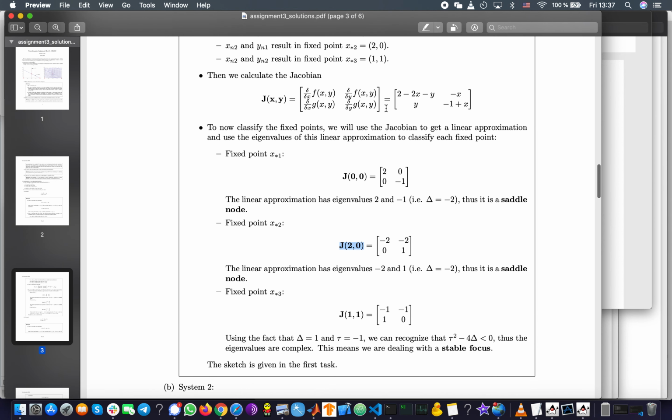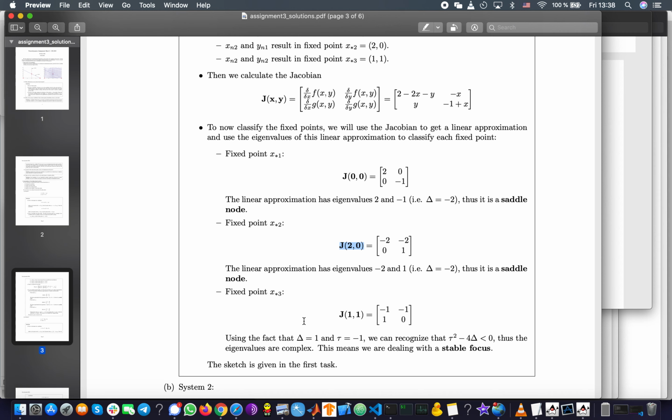I just put 2 and 0 here, and I calculate this, and it's this. And again, because I have this 0, I forget about this, and one of the eigenvalues is minus 2, one of the eigenvalues is 1. Therefore again they are opposite in sign, or you can systematically check the determinant, which is negative. Therefore again I have a saddle node.